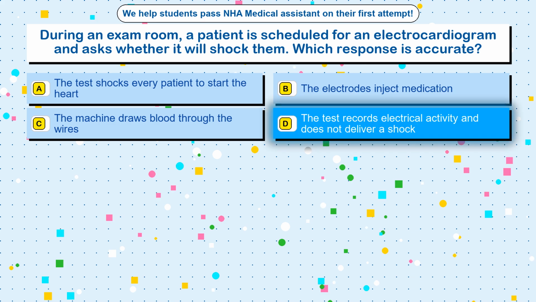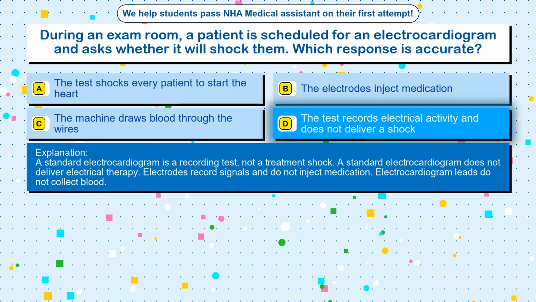The correct answer is option D. The test records electrical activity and does not deliver a shock. A standard electrocardiogram is a recording test, not a treatment shock. A standard electrocardiogram does not deliver electrical therapy. Electrodes record signals and do not inject medication. Electrocardiogram leads do not collect blood.